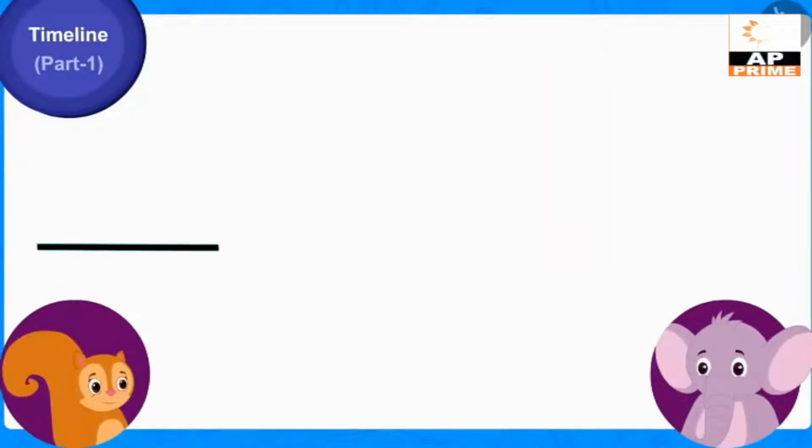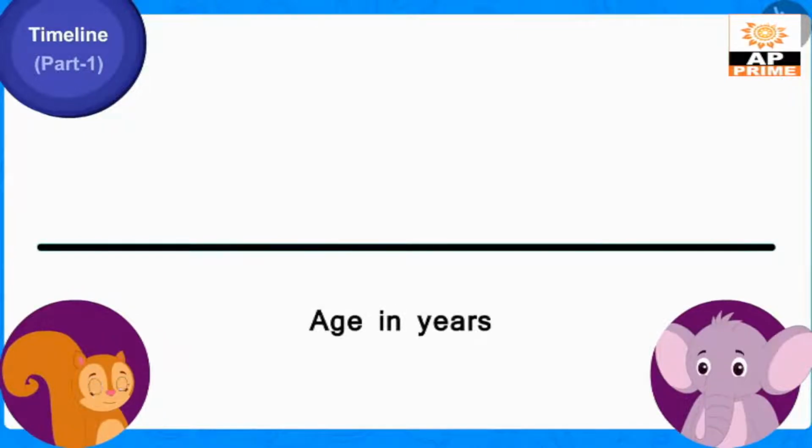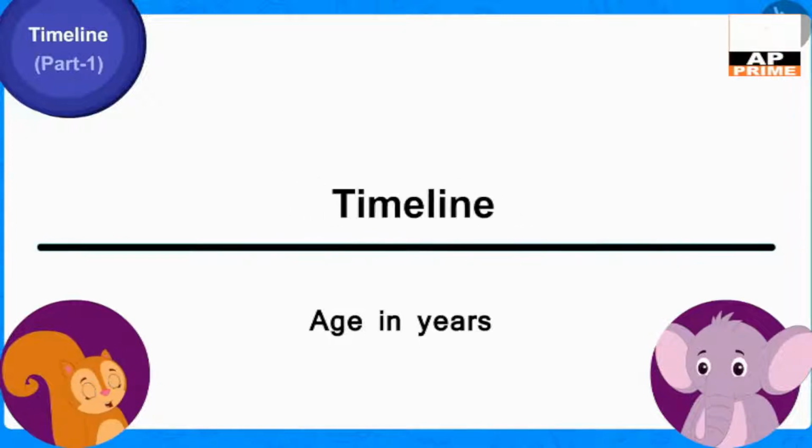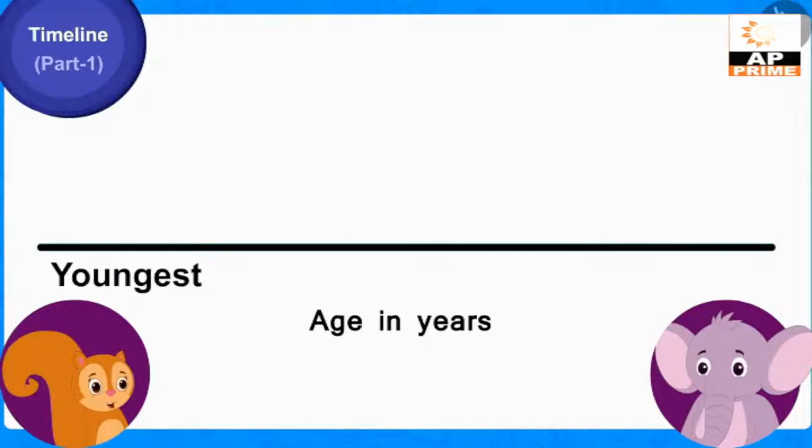Chanda drew a horizontal line like this and explained to Appu, "Look, Appu, to make the timeline, we have to first draw a horizontal line like this. Then we will write the age of the events we want to depict on it, from the youngest to the oldest."